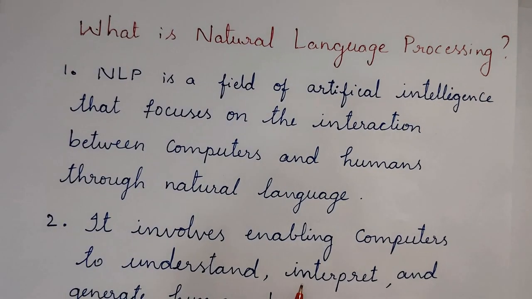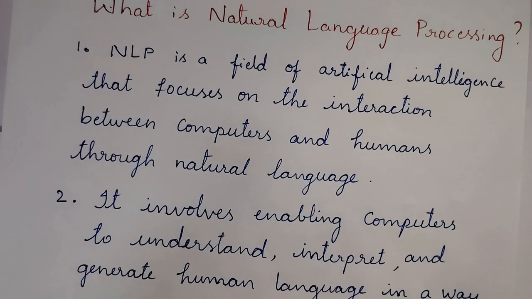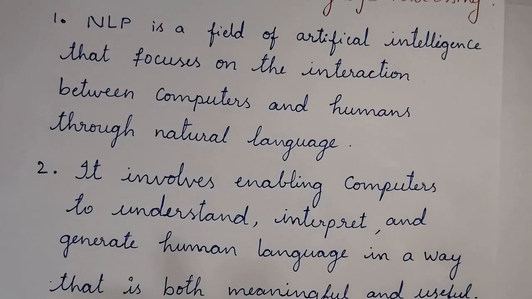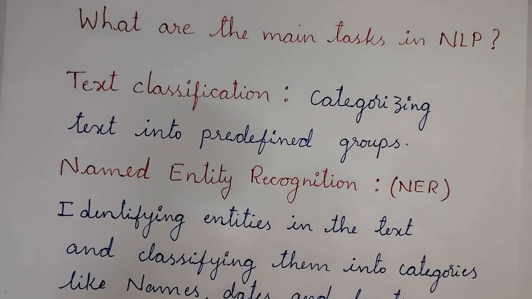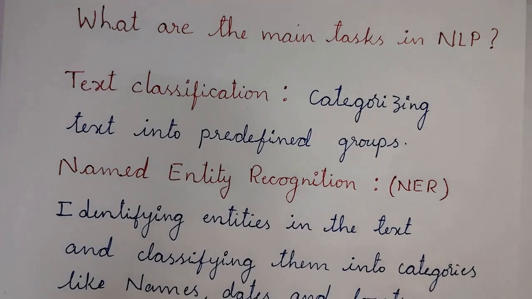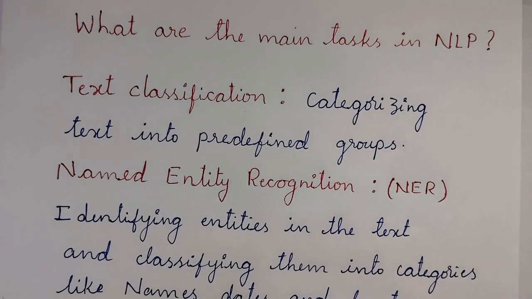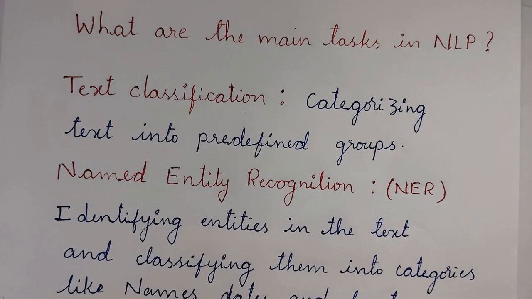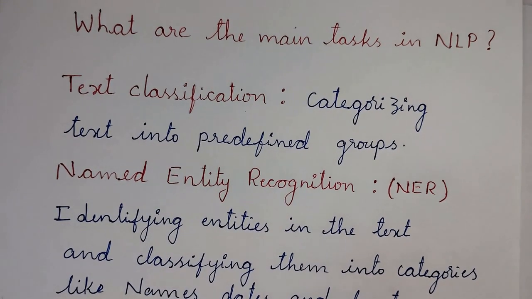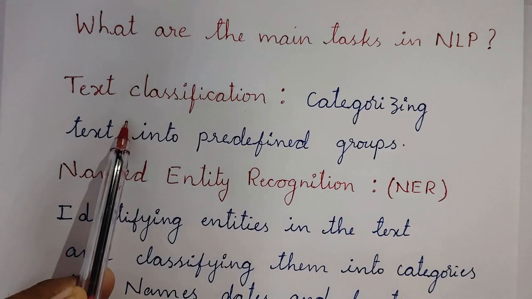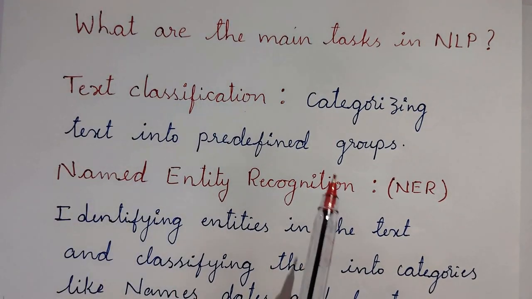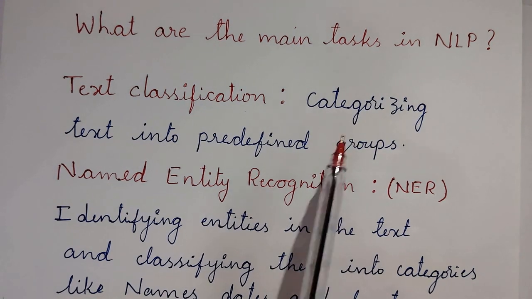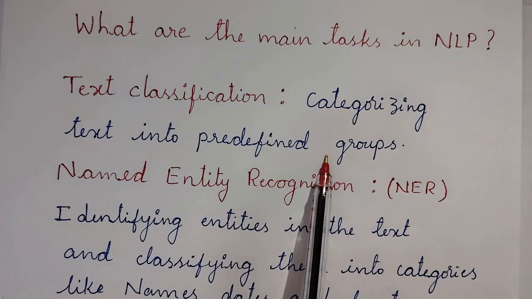to understand, interpret, and generate human language in a way that is both meaningful and useful. What are the main tasks in natural language processing? There are various tasks. The various tasks involve text classification. In text classification, we categorize text into predefined groups.